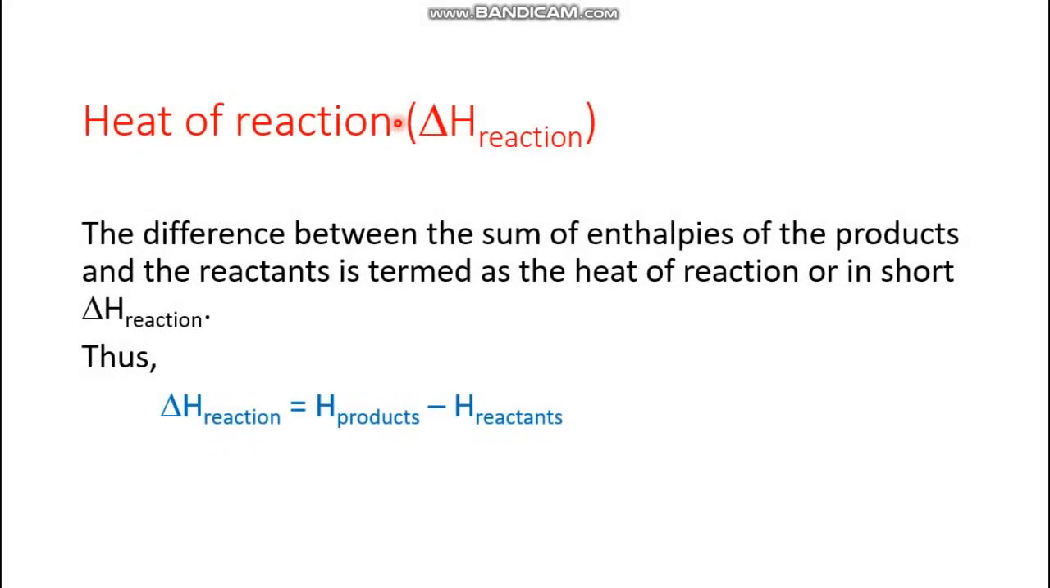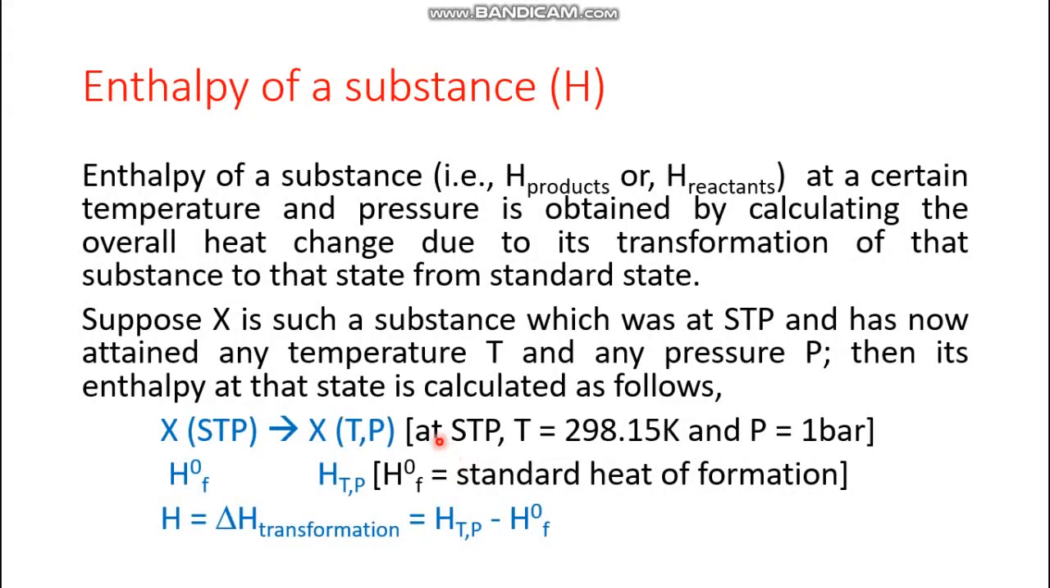Here, look back. This is the enthalpy of the product, the enthalpy of the reactant, and in general, it is the enthalpy of the substance. So the enthalpy of a substance, that means a product or that of reactants at a certain temperature and pressure, is obtained by calculating the overall heat change due to the transformation of that substance to that state from the standard state. That means it is at standard state, and at any arbitrarily chosen temperature and arbitrarily chosen pressure, it has transformed. So due to this transformation, the heat involved, if calculated, is the enthalpy of transformation.